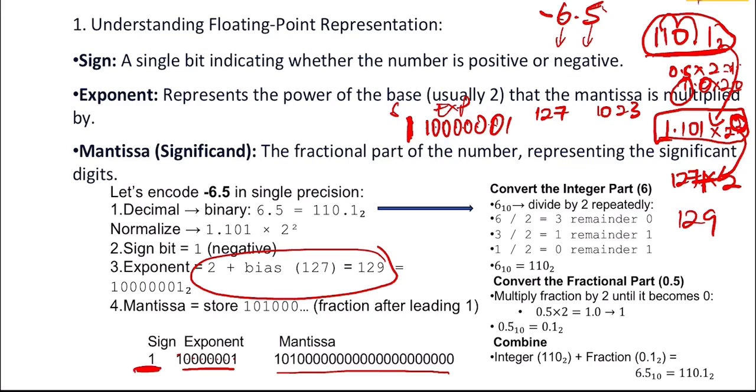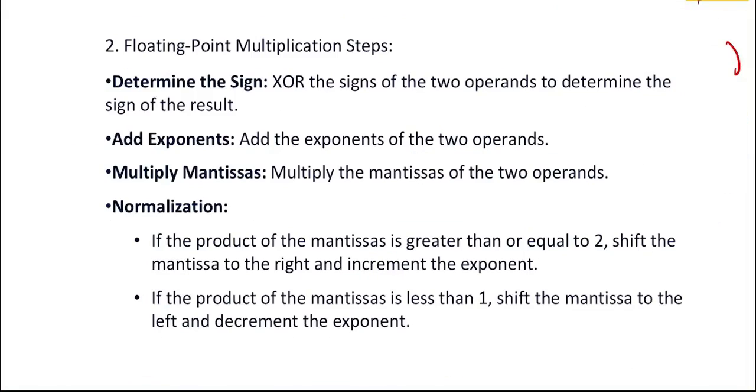Now the remaining is the mantissa. The mantissa is anything after the point, right? So it's 10101, then we stuff it with zeros, enough zeros to make it up to 32 bits. So that is how floating point is, and that's how you convert it into single precision binary. If we're doing double precision, the difference is that this 1023 would have been added to 2 instead of that 127, and this mantissa will be 52 bits.